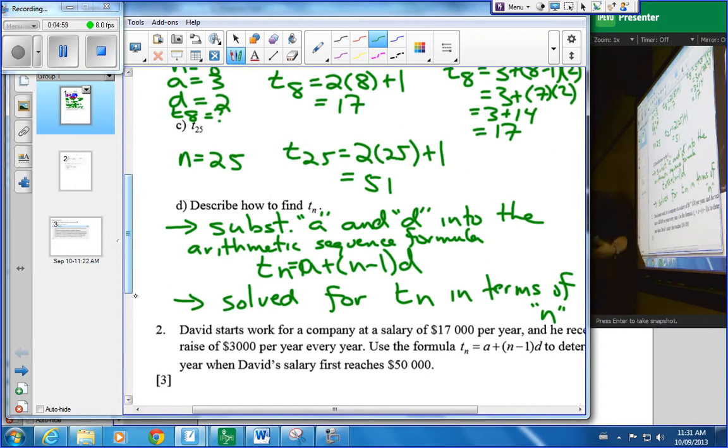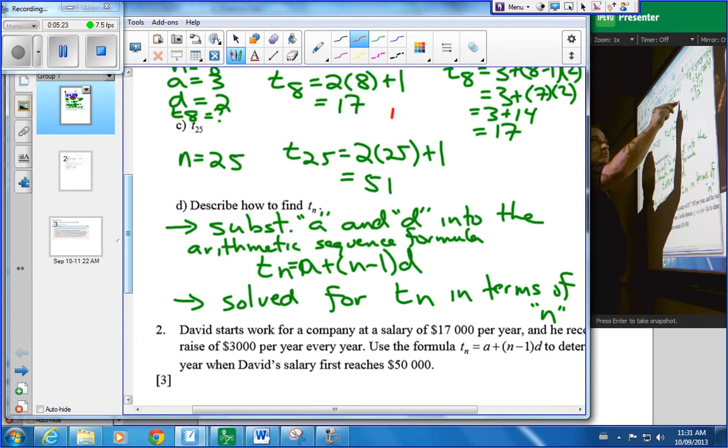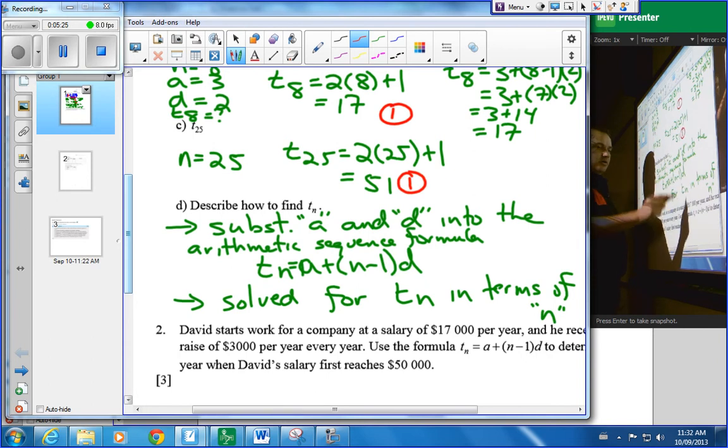So basically what you had to do is say, you know what, I looked at the sequence, I figured out what a is, I figured out what d was, I knew that n is just n for the general formula. I substituted those into the arithmetic sequence formula, and I got an equation in terms of n. If you do that, you get your mark. Okay, so again, these are all worth 1 mark, 1 mark, and 1 mark.